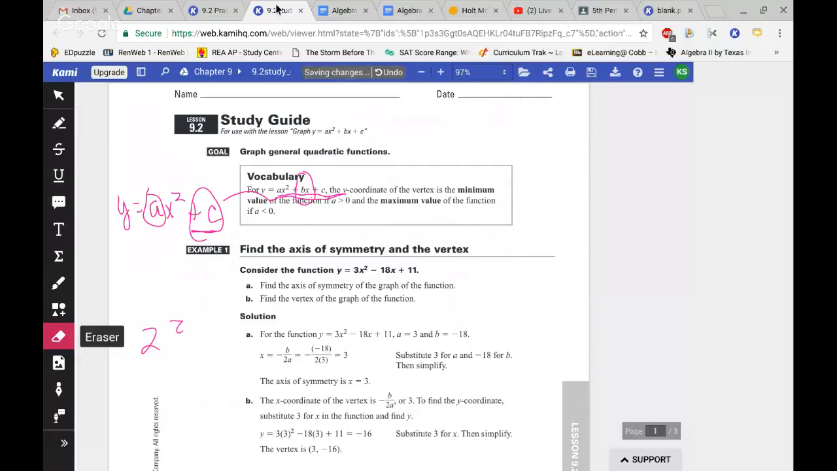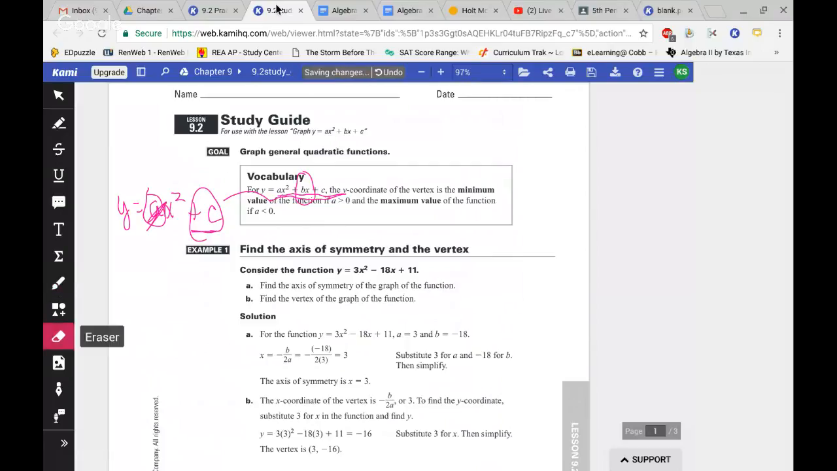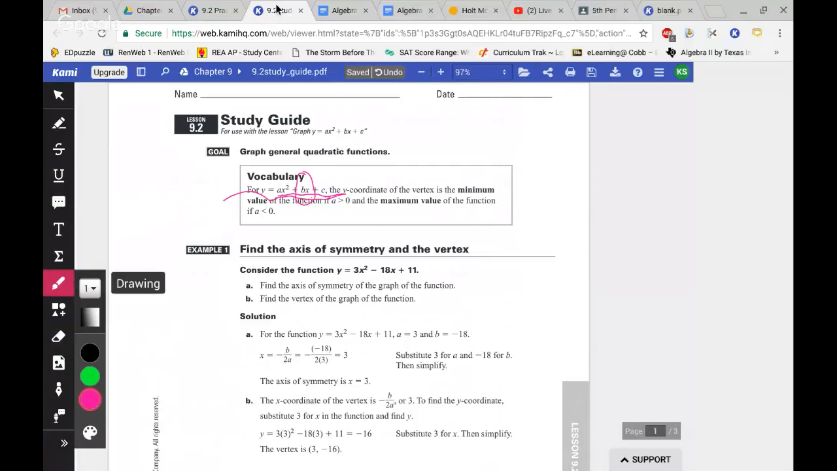Now, yesterday, we learned something new with the bx added. What we call those when the parent graph shifts like that up and down the axis or gets fatter or skinnier.